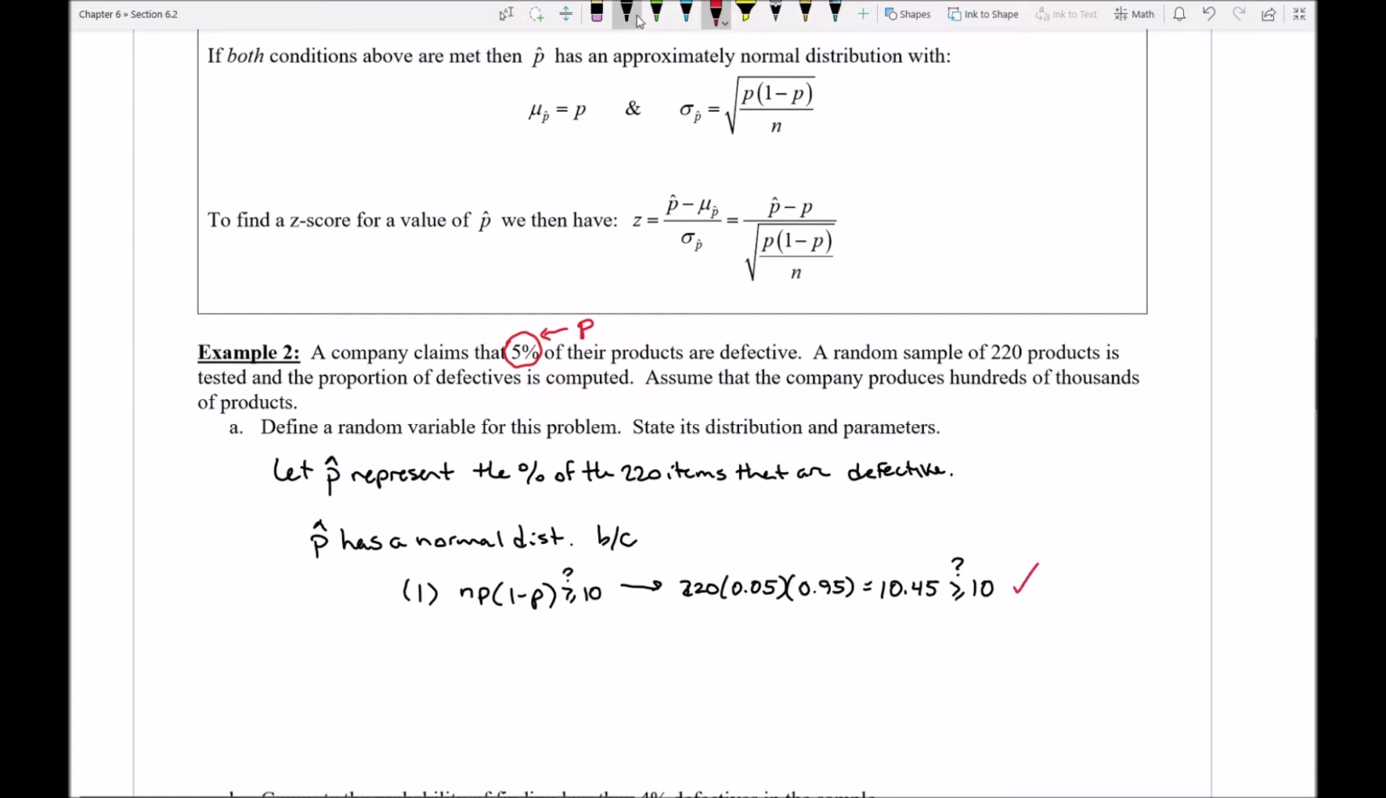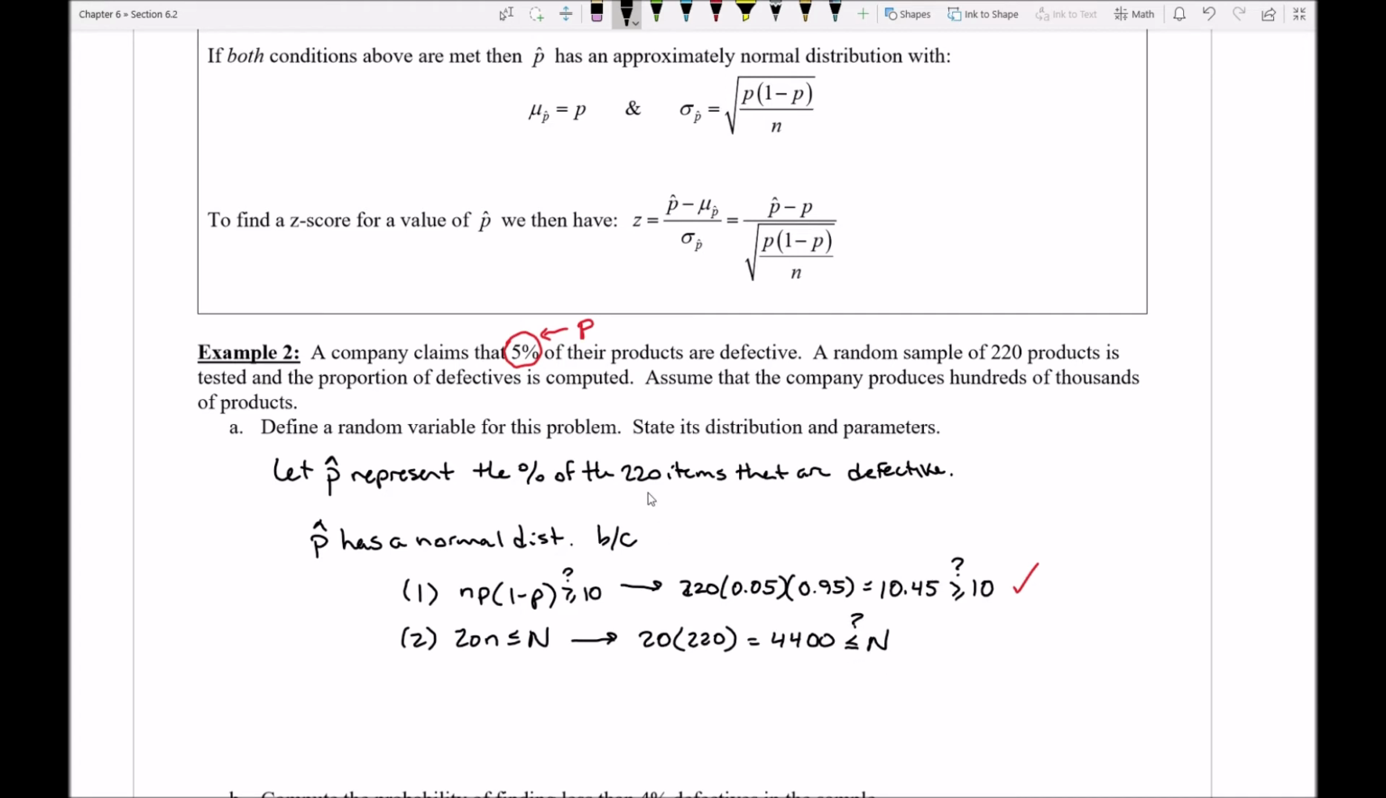Now, this isn't the only check I have to confirm. I need to do a second one. So my second check here is 20 times little n needs to be less than or equal to big N. Remember, big N would stand for the population size. So let's see, 20 times my little n, which is 220, would give me a total value of 4,400. And I'm curious, is that less than or equal to capital N?